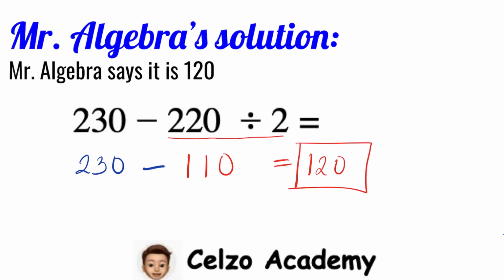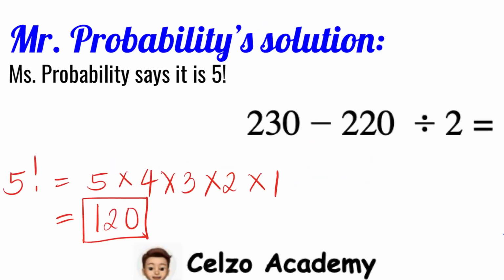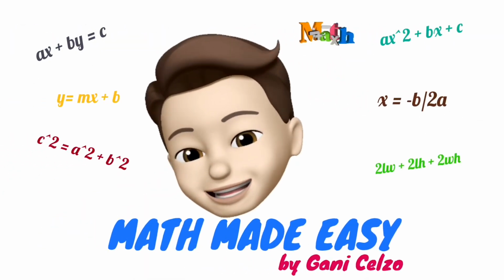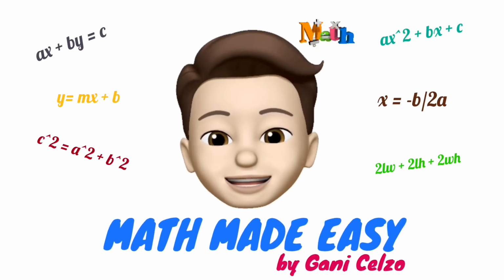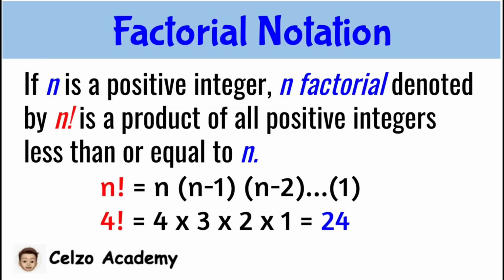Now let's take a look at Miss Probability's work. Miss Probability has different work. If n is a positive integer, n factorial, denoted by n exclamation point, is the product of all positive integers less than or equal to n. So for example, 4 factorial means you multiply 4 all the way to 1. So 4 times 3 times 2 times 1, and that is 24.